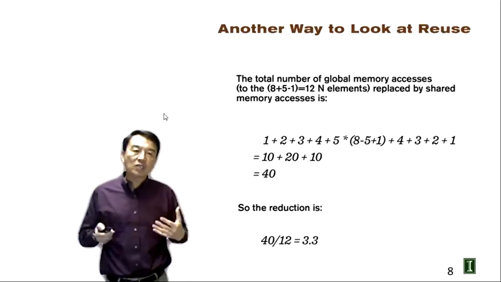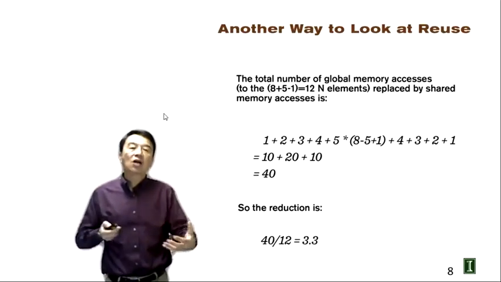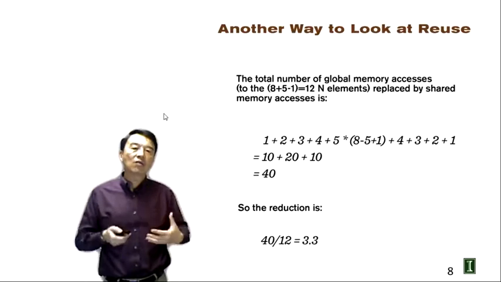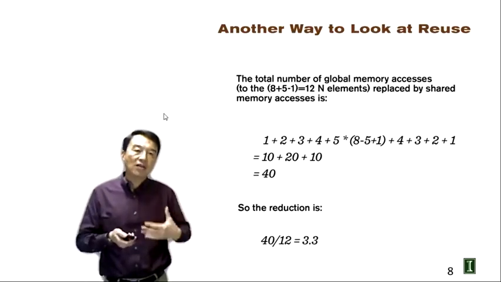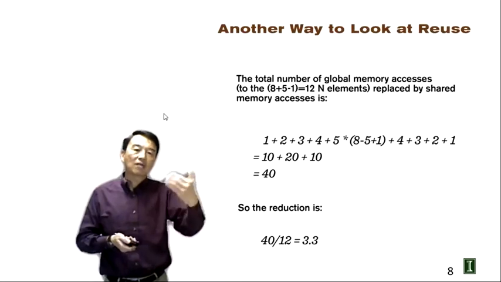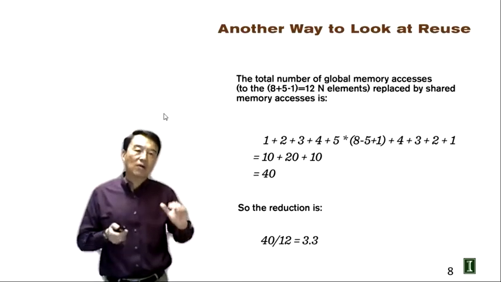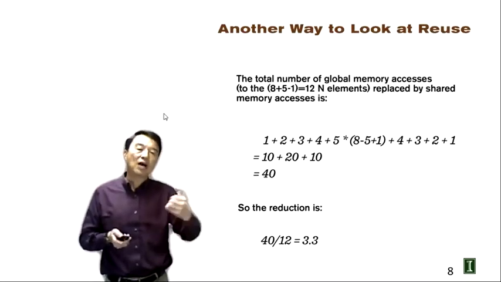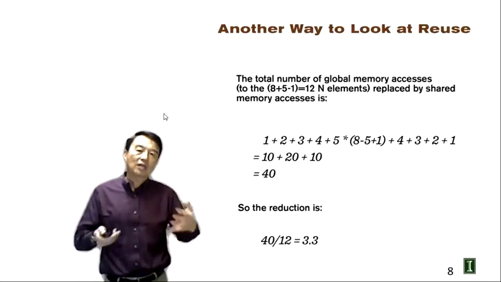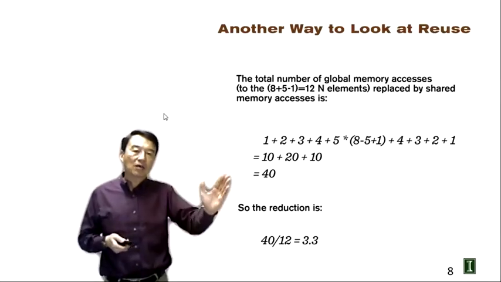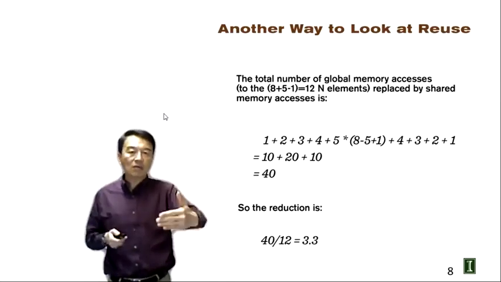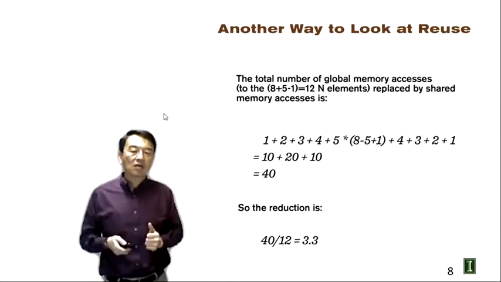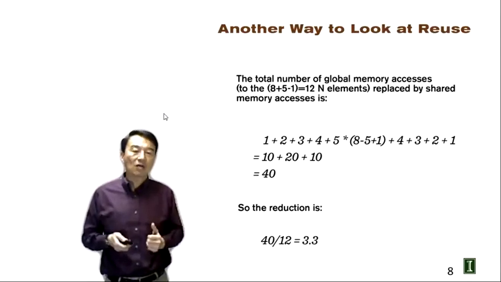This shows that you can have multiple ways of calculating the total number of global memory accesses that need to be made without a tiled algorithm. Then you can divide it by the total number of memory accesses needed to load the tile into the shared memory. Even though we did it from the output element perspective and the input element perspective, we come up with the same answer, which is a good thing.